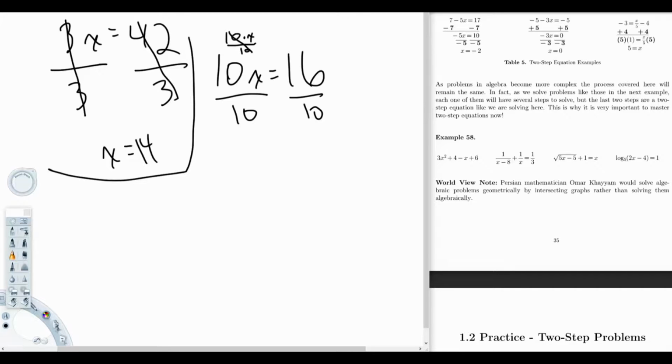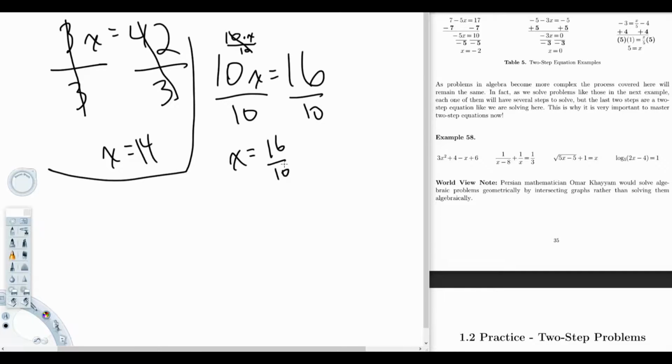If you take 10 and you divide it by 10, you get 1. Or you take any number divided by the exact same number, you get 1. So we have x equals 16 over 10. That's the answer to that problem.